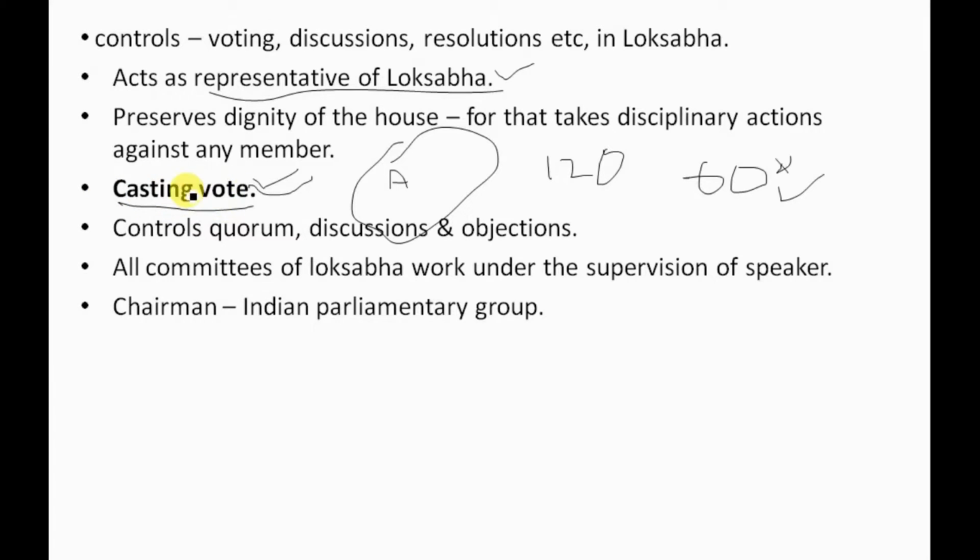This particular point is very much important. Then the speaker controls the quorum, the discussions going on in the session or the house, and the objections that are being brought by the members of the Lok Sabha regarding the work of the government. So all these things are controlled by the speaker only.